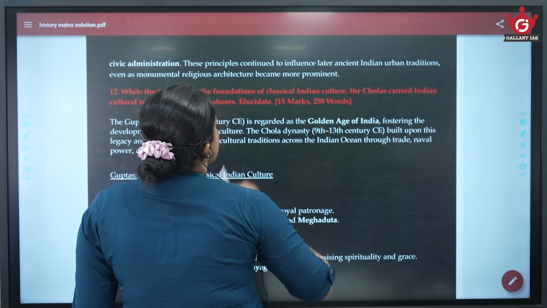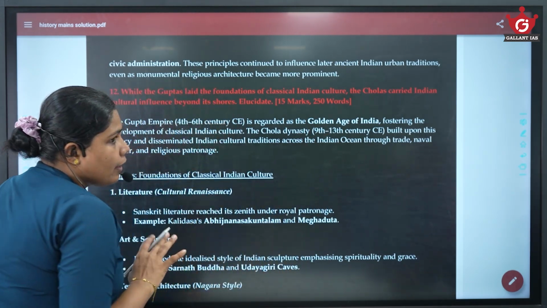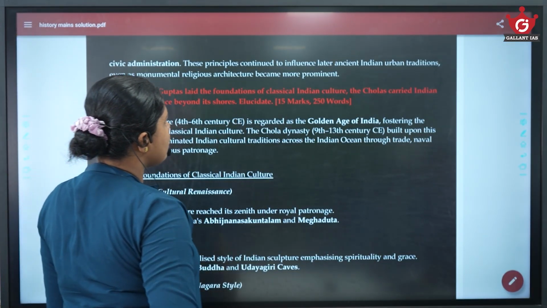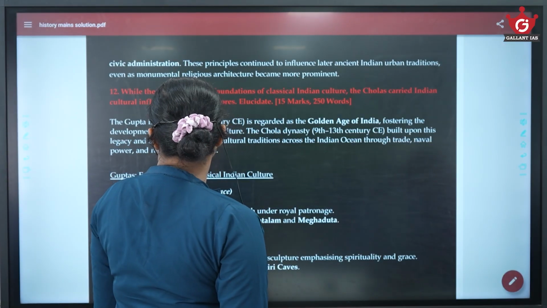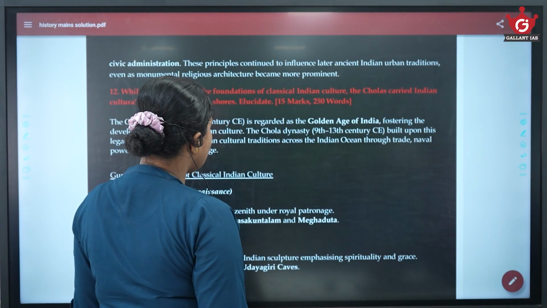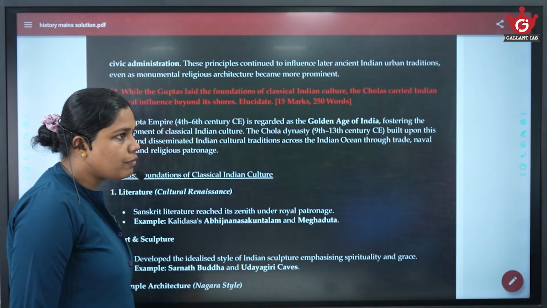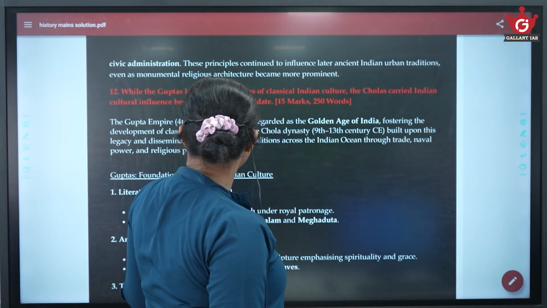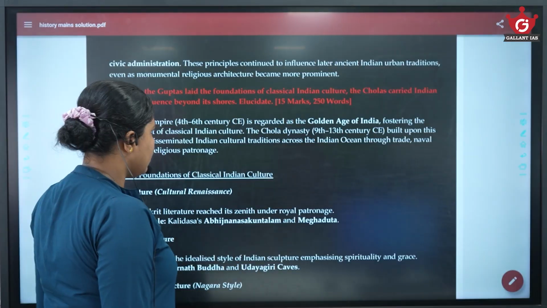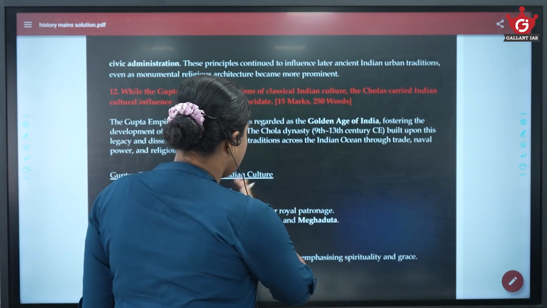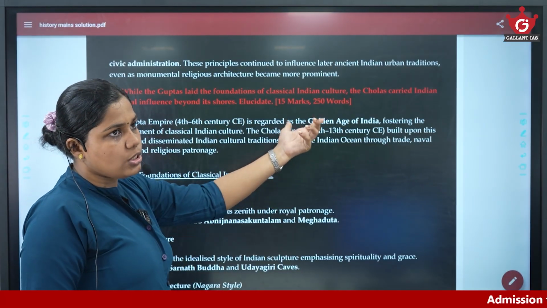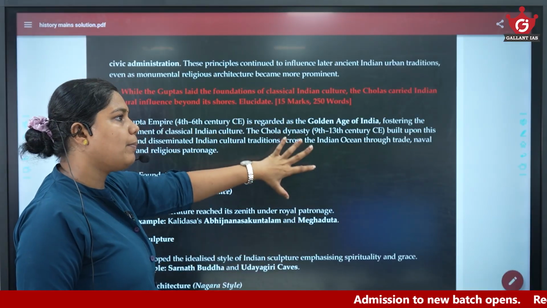Now we move to our question about Guptas and Cholas, again a typical area for UPSC. While the Guptas laid the foundations of classical Indian culture, the Cholas carried Indian cultural influence beyond its shores. You have to elucidate. Okay, a 15 marker, obviously 250 words. So the Gupta Empire is regarded as the golden age of India, fostering the development of classical Indian culture, and the Chola dynasty. Whatever it is, you can write about it.